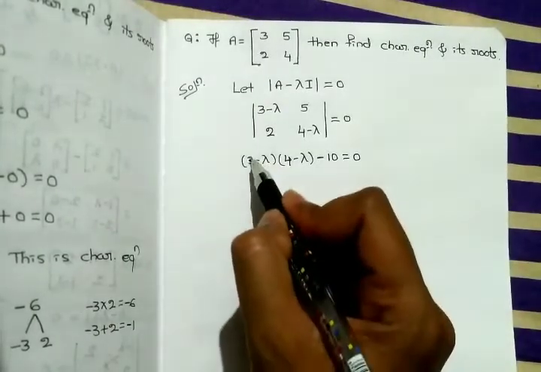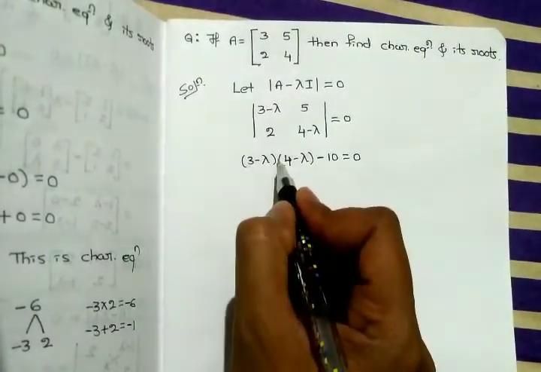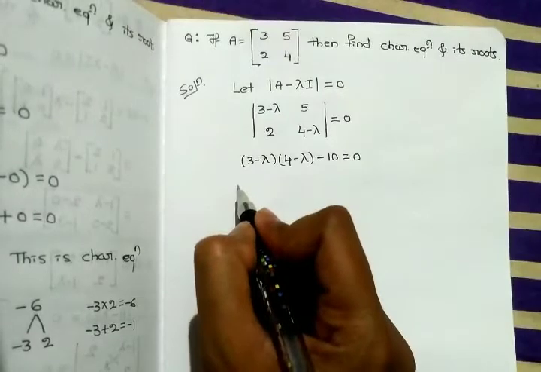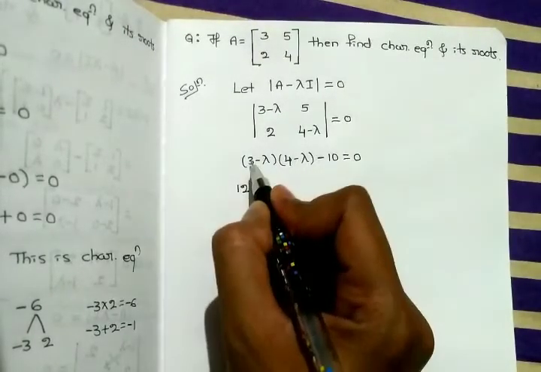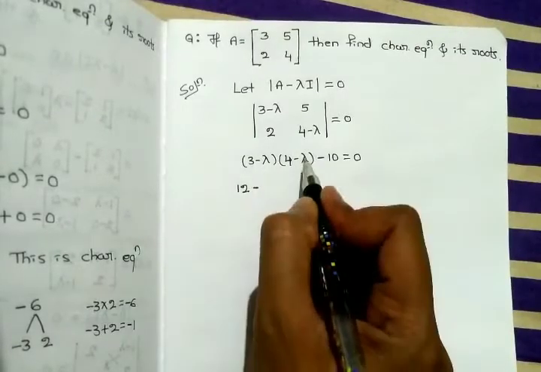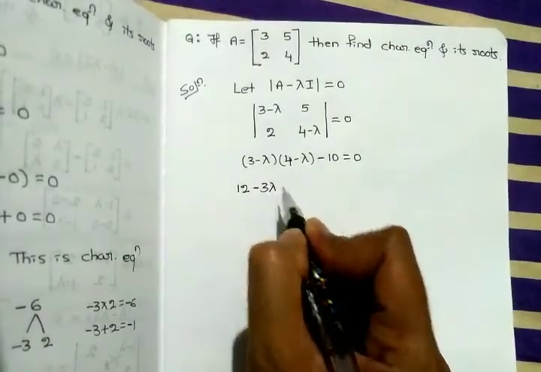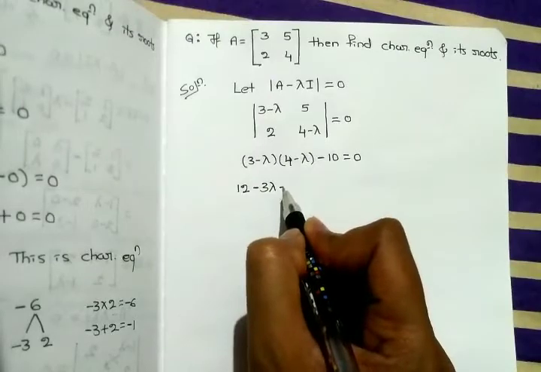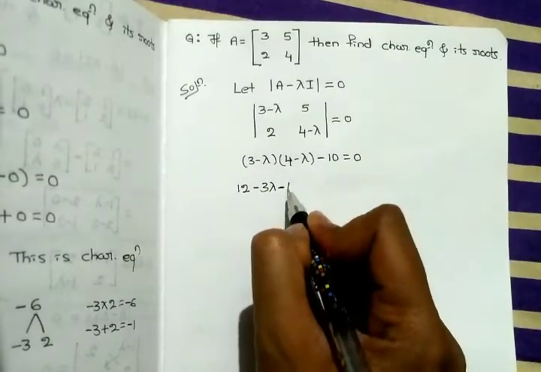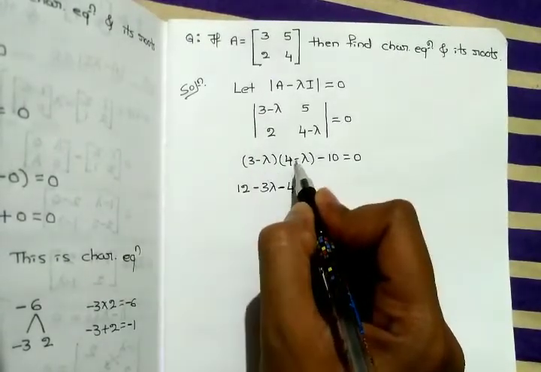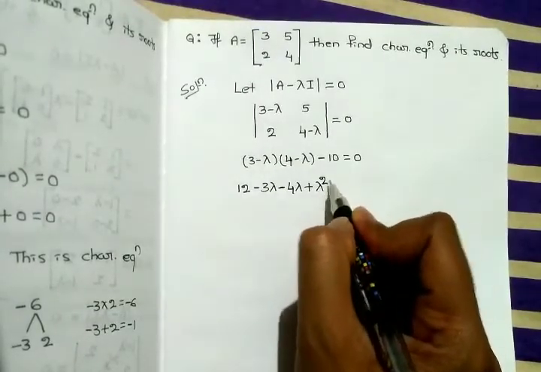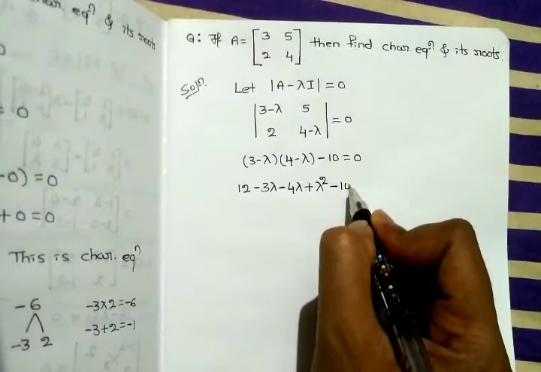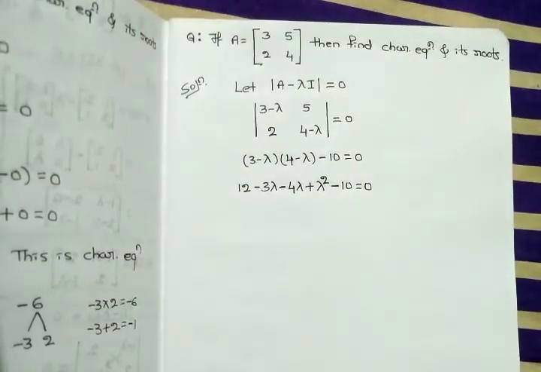Open the bracket first. 3 into 4: plus into plus is plus, 12. Plus into minus is minus, 3 into lambda is 3 lambda. Next, minus into plus is minus, 4 into lambda is 4 lambda. Minus into minus is plus, lambda into lambda is lambda square. Next, minus 10, keep it as it is, equals to 0.